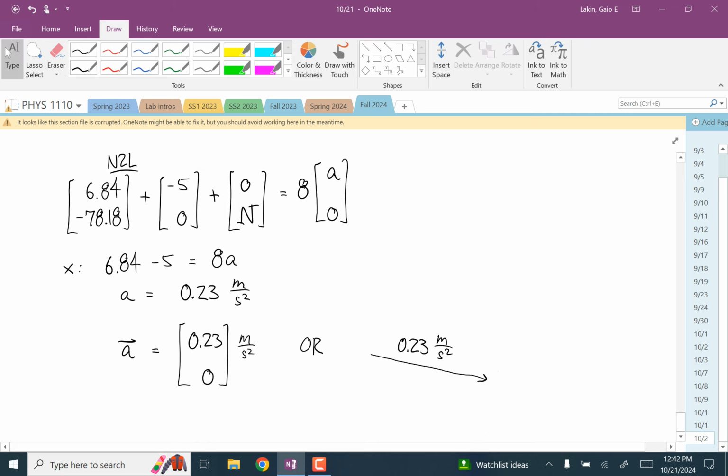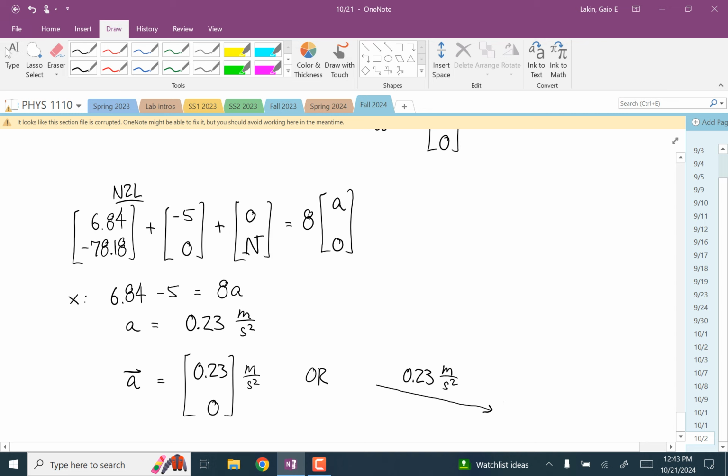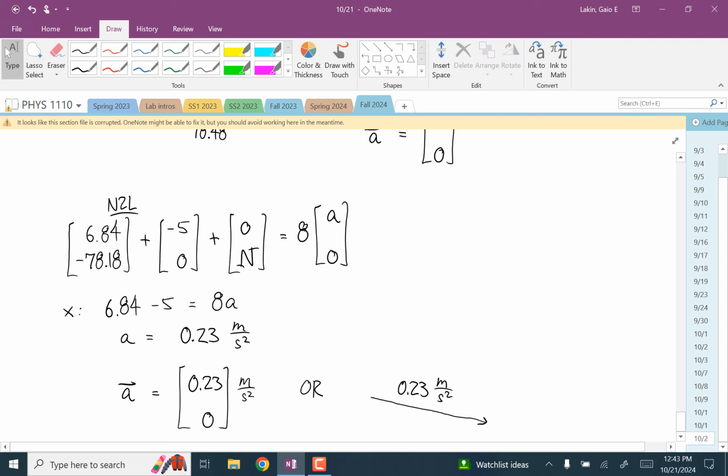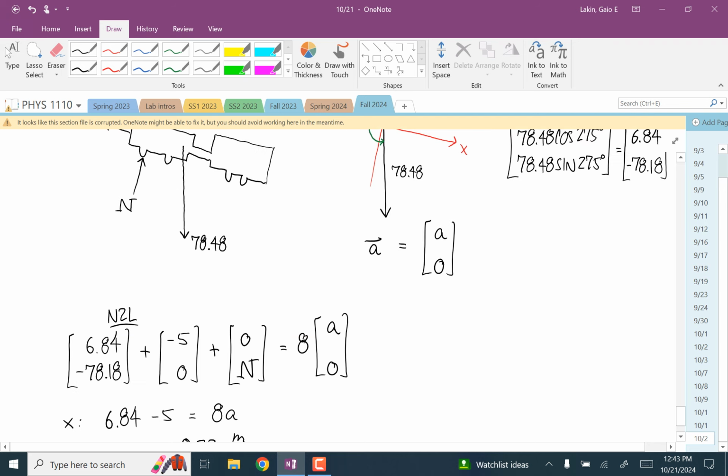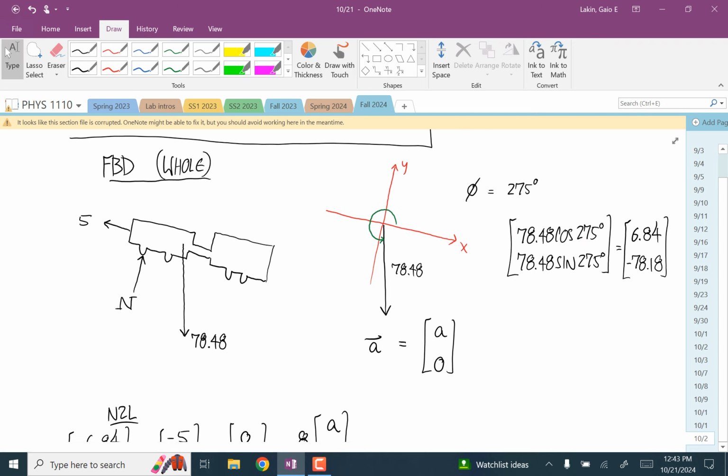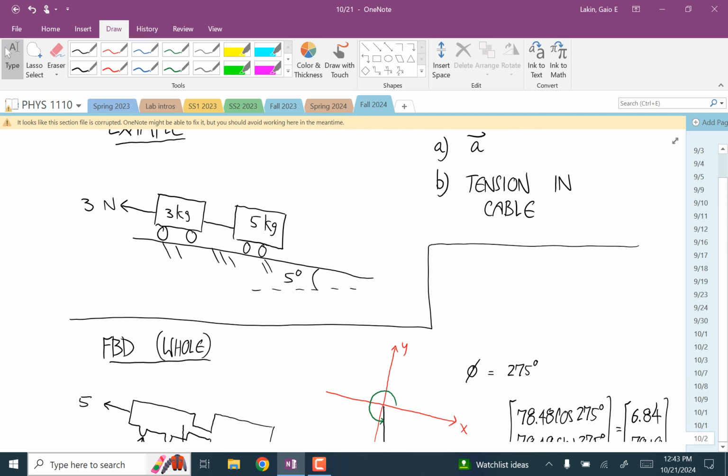All right, we also want to calculate the tension in that cable. Presumably, we want to figure out how strong of a cable we need to connect these two things, is the reason we would want to know something like that. So now we can isolate either one of these two bodies. It doesn't matter which one. And we're going to use the acceleration we just figured out. I guess I'll isolate the 5 kilogram.